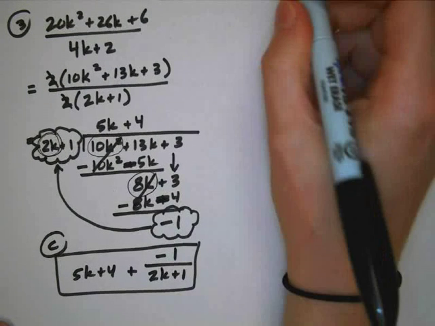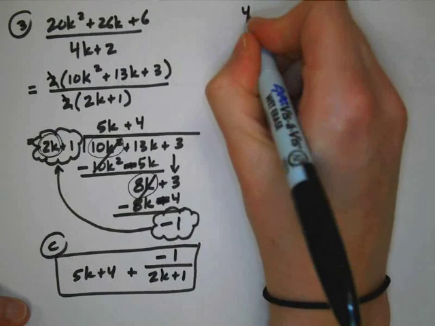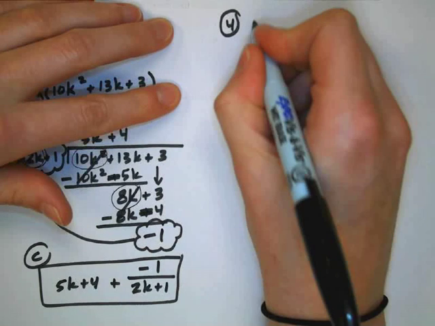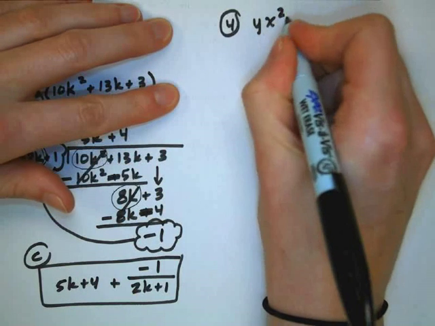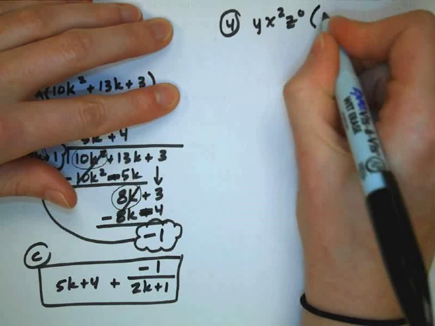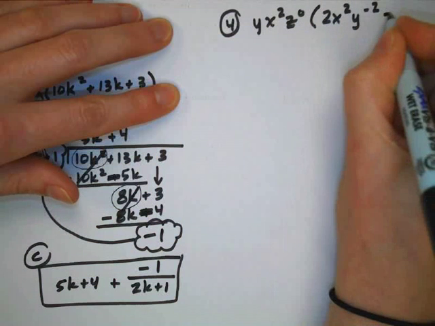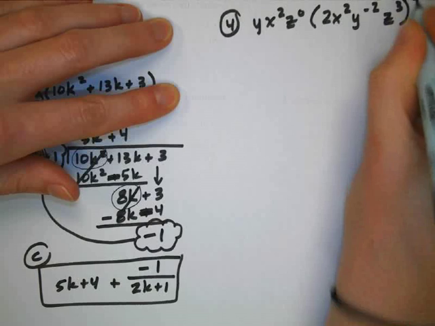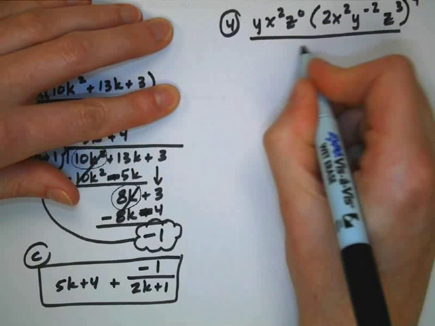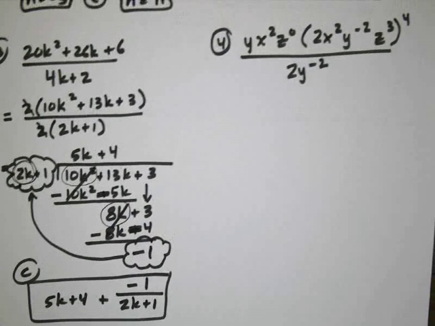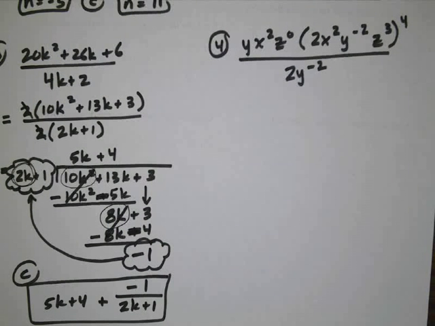All right, let's move on to number 4. These are the problems that all of you love. Okay, y x squared z to the 0 times 2x squared y to the negative second z to the third, all to the fourth power, all over 2y to the negative second. So in this problem, the goal is to get everything as simplified as we possibly can.